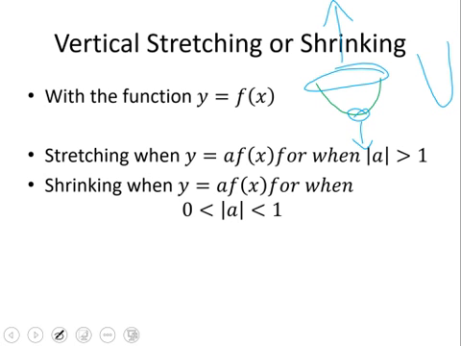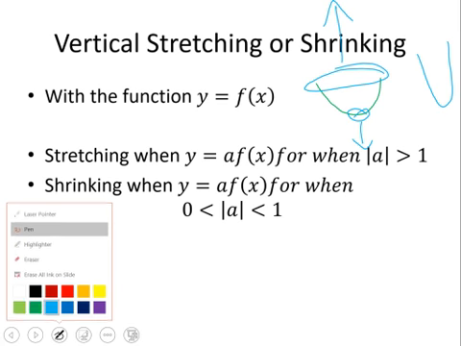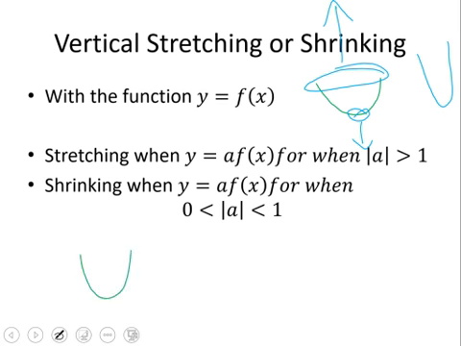If the absolute value of a is between 0 and 1, what ends up happening is that you end up shrinking it. If the original parabola looks like this, you're taking these two and squeezing it, pushing it in, and you end up with something that is flatter. So if the absolute value of the number is greater than 1, you stretch it and it becomes narrower. If it's between 0 and 1, it's going to shrink, you're smashing it down, and it makes it flatter.